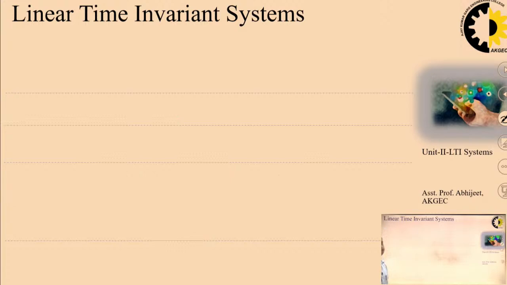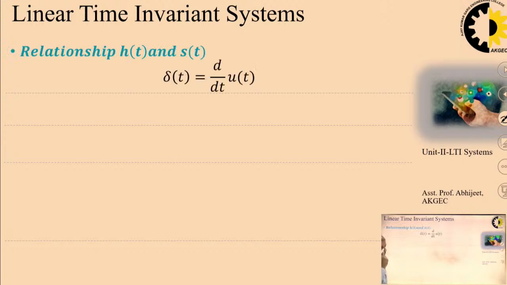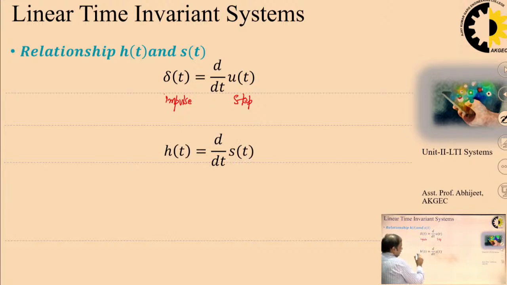Of course, the unit impulse signal and unit step signal are interrelated. The basic relationship, as we are aware, is that the impulse is the first order derivative of the step, or we can say that u of t can be derived from the integration of delta of t. If impulse gives the impulse response and a step gives the step response, the same relationship again holds, and that is that h of t is d by dt of s of t.